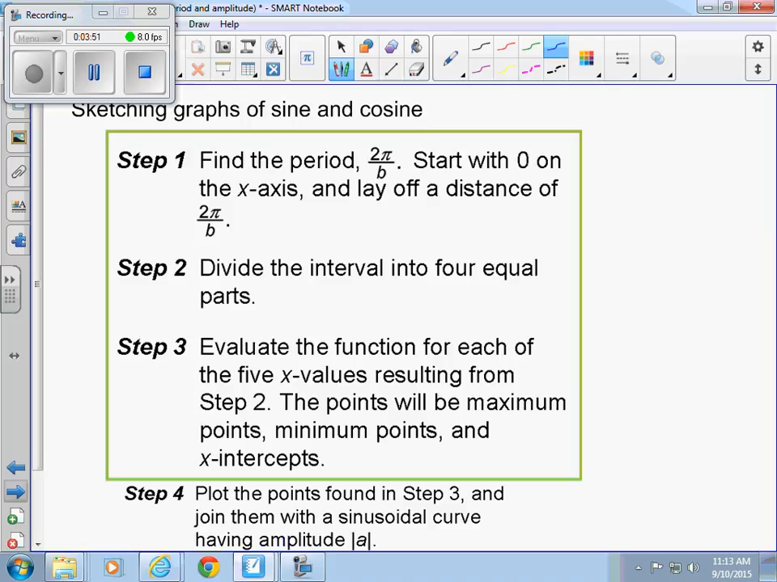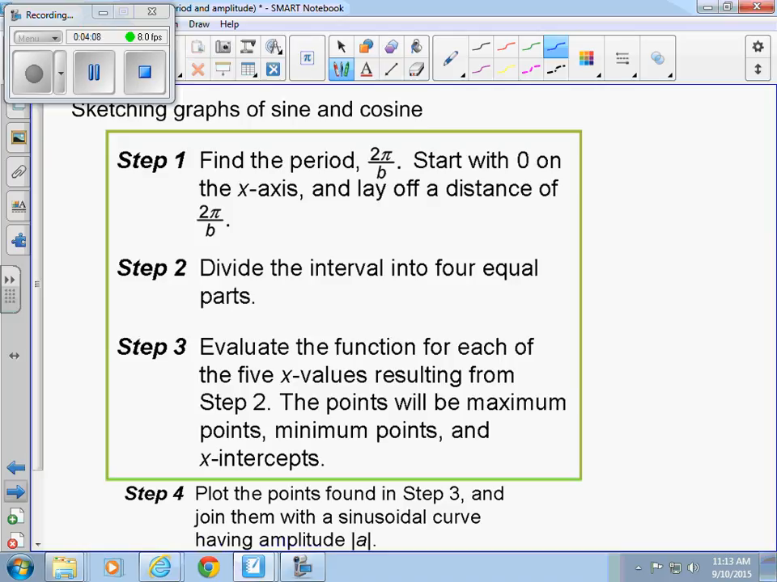Step 3, I do completely different. They say evaluate the function for each of the 5 x values resulting from step 2. Memorize them. Don't evaluate them. That's a waste of time. Memorize them. You know what I mean by that?